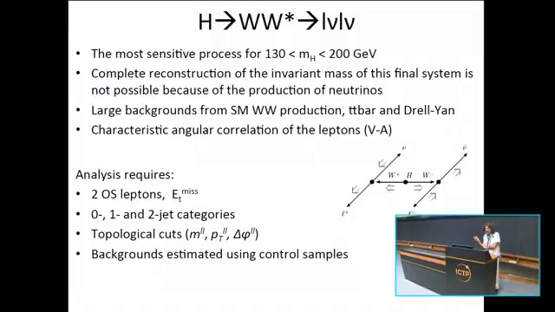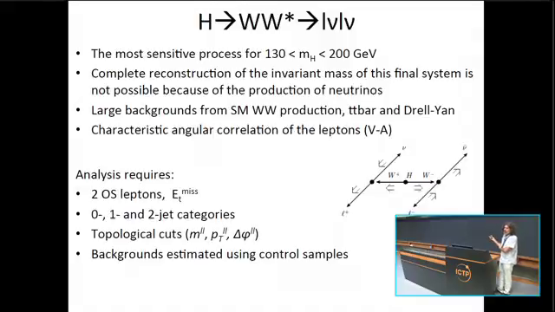Okay. The other diboson channel is Higgs to WW. This is very sensitive at 130 to 200 GeV. And in comparison with the previous channels, it has the problem that you cannot have a complete reconstruction of the final state because you have the neutrinos that are going away. You have quite large background from standard model WW production, but also from t-tbar and Drell-Yan.